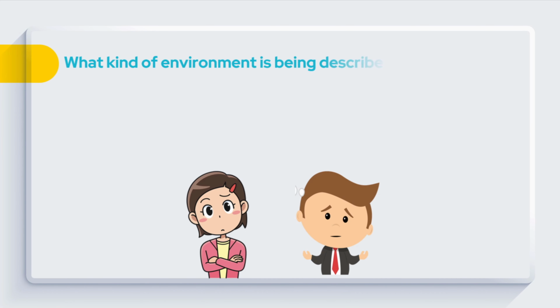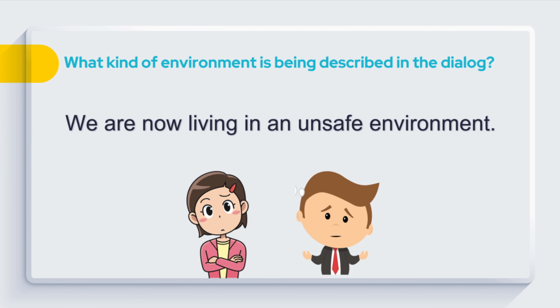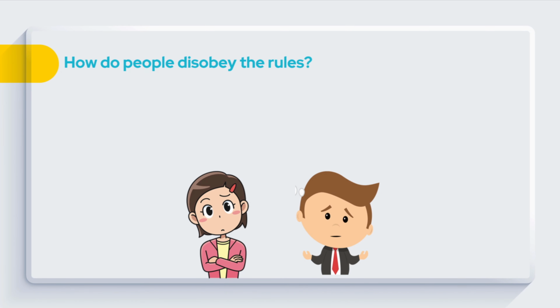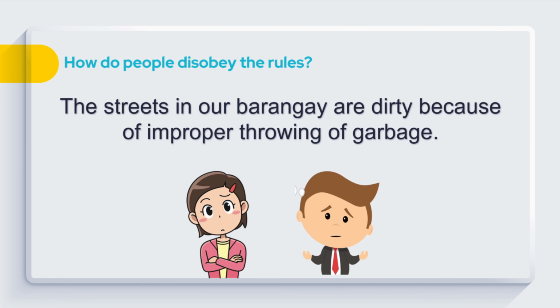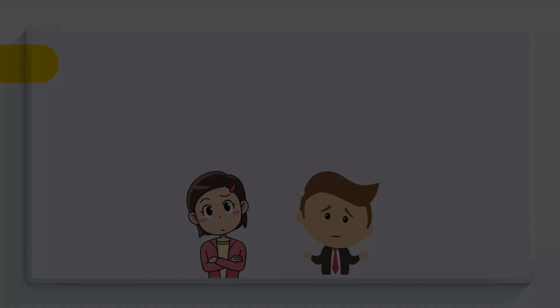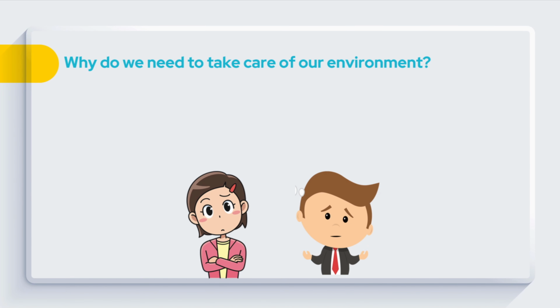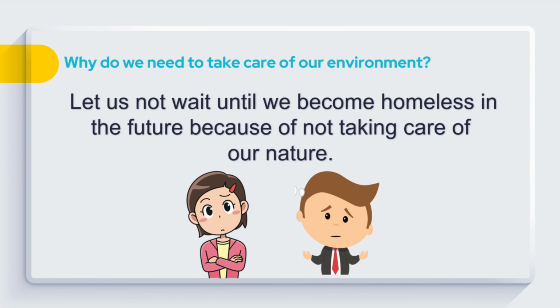What kind of environment is being described in the dialogue? We are now living in an unsafe environment. How do people disobey the rules? The streets in our barangay are dirty because of improper throwing of garbage. Why do we need to take care of our environment? Let us not wait until we become homeless in the future because of not taking care of our nature.